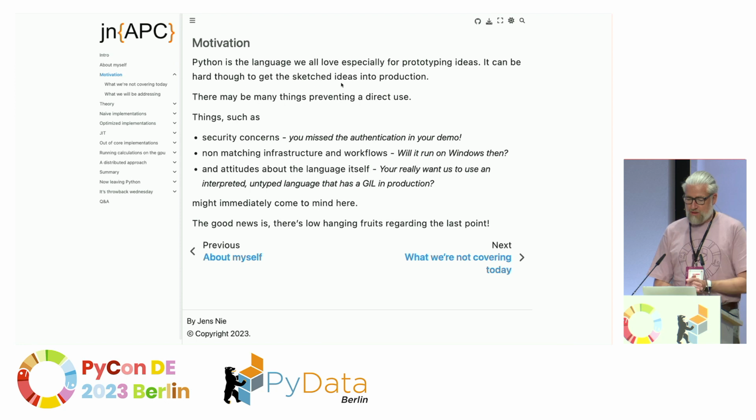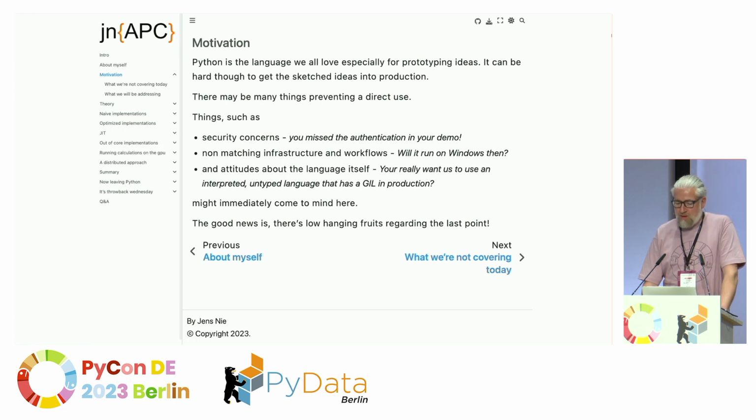So what's the motivation that we have here? It's about Python as a language that we all love for prototyping. And as I said, when it comes to getting your idea into production, there might be concerns from other people which are on the way between you and your success in doing so. Being security concerns, that you just didn't do the authentication process. Or there's no matching infrastructure for the workflows, like, well, will it run on Windows then? And attitudes about the language itself. Well, when people say, you really want us to use an interpreted, untyped language that has GIL issues?